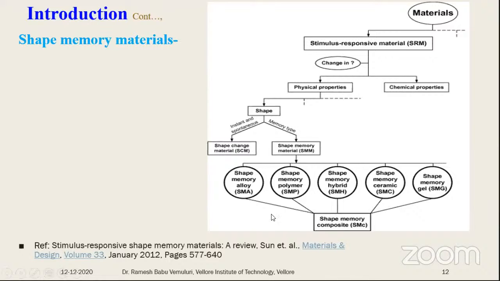And here in the shape memory materials we have many: shape memory alloys, shape memory polymers, shape memory hybrids, shape memory ceramics, and shape memory gels. So these are the various materials. Here the shape memory materials' mostly emerging area is in 3D printing and 4D printing. They can be used from a vibration control perspective, which has some limitations, but the major work presently is going on in the fabrication of these shape memory alloys or shape memory materials.